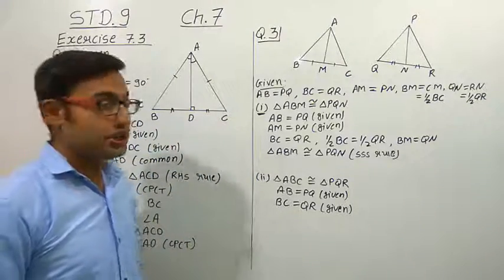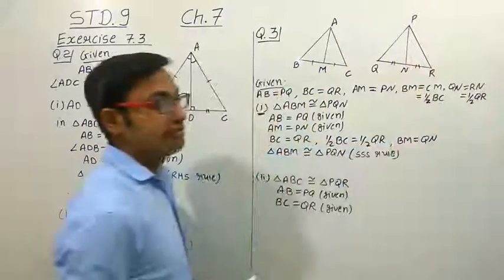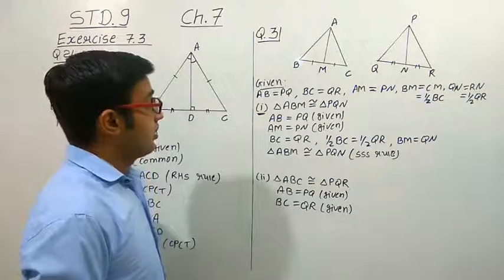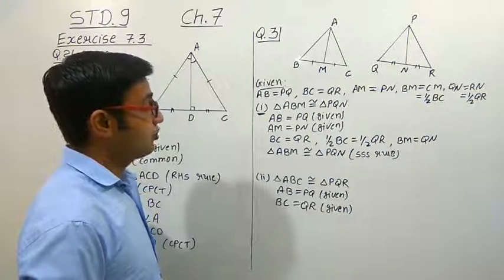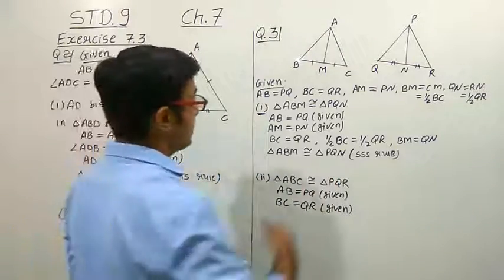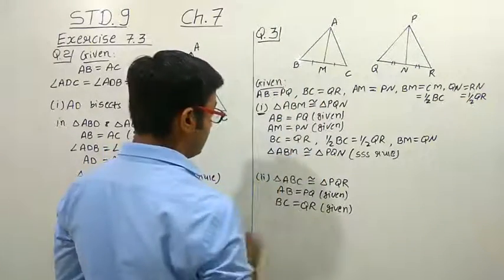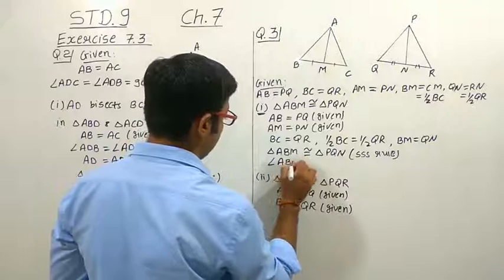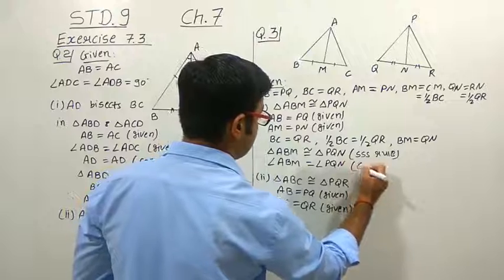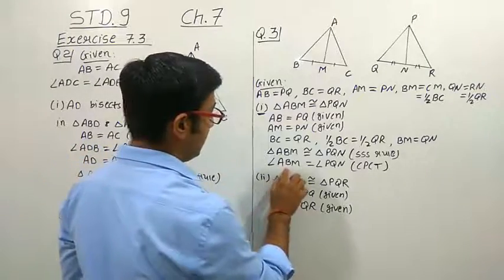Now think about the third condition. How do we find the third condition? Because here it is not given that AC and PR are equal. If that were given, we could say by the SSS rule that the two triangles are congruent. But AC and PR are not given. So now what to do? See, here we have proved that ABM and PQN are congruent. So we can consider one of its parts, that is angle ABM. Yes, we can write angle ABM is equal to angle PQN by CPCT.